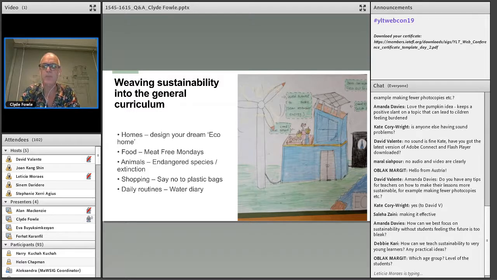So someone's asked about which age group and level of students. So I've taught sustainability to students from 9 to 14 years old, and around beginner to elementary level, quite low level students. But it's something that they really get engaged in. And my students at the end of term, on our feedback, it's nearly always one of the classes that gets the highest student feedback.